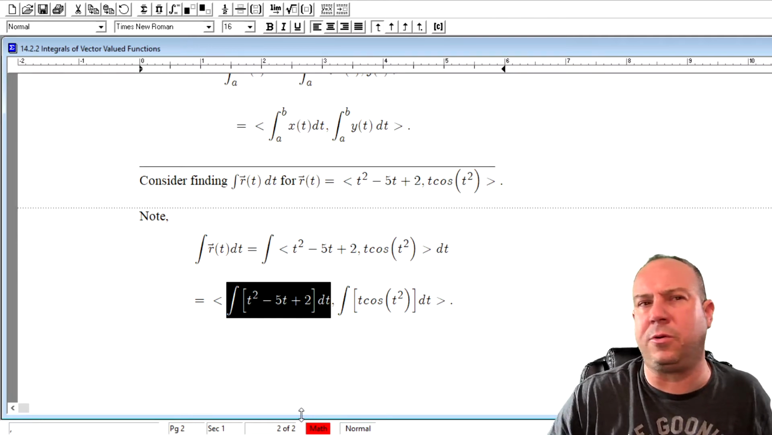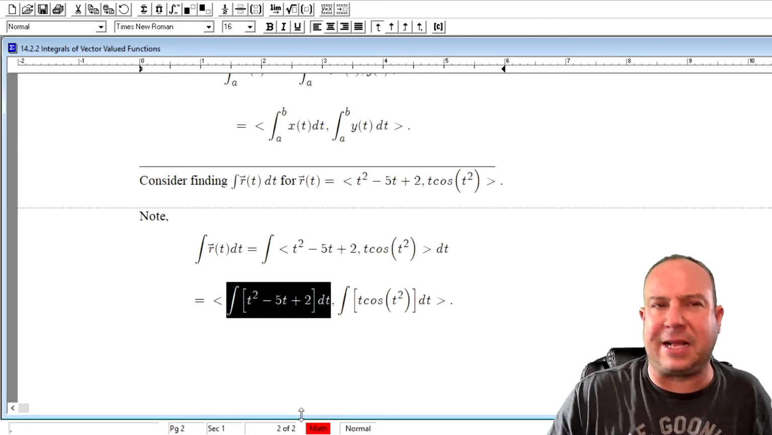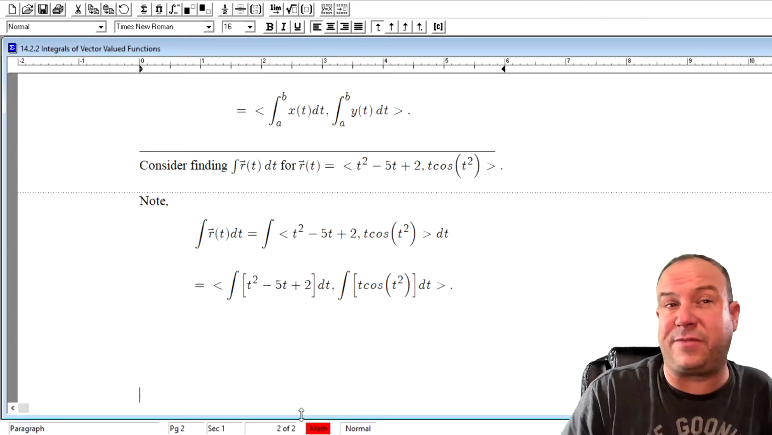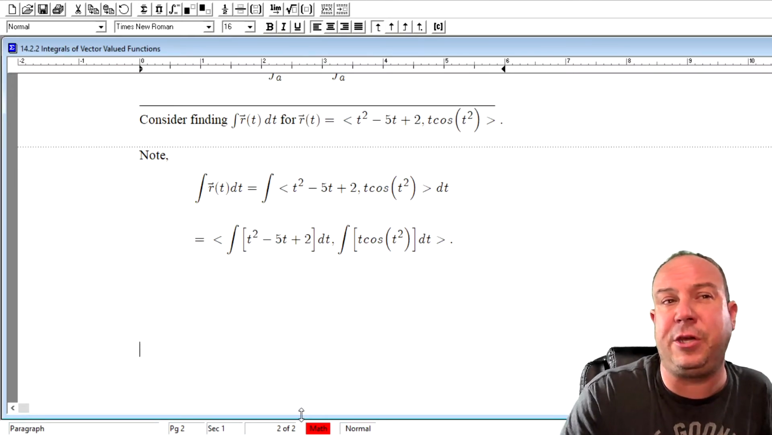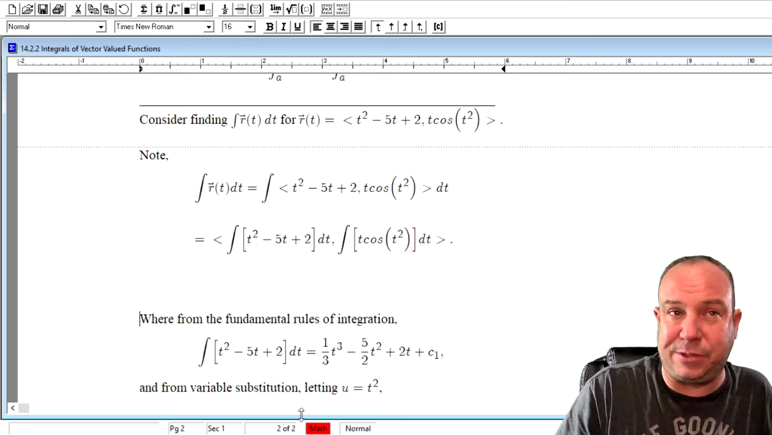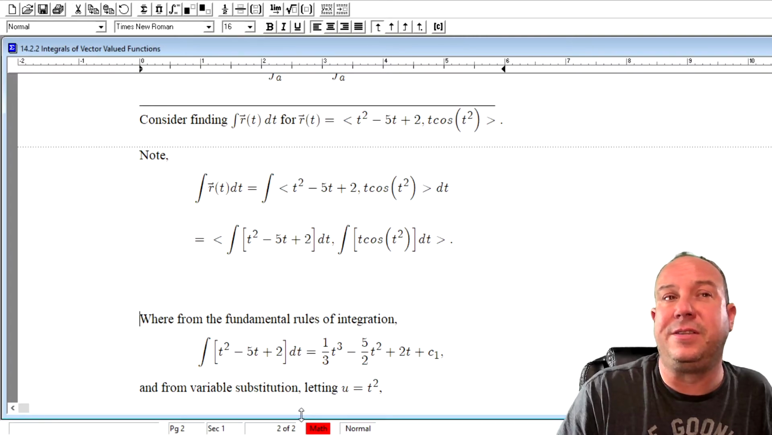A little sum and difference rule and power rule and constant multiple rule in there, folks. The antiderivative of t squared minus 5t plus 2 is what? 1/3 t cubed minus 5/2 t squared plus 2t.